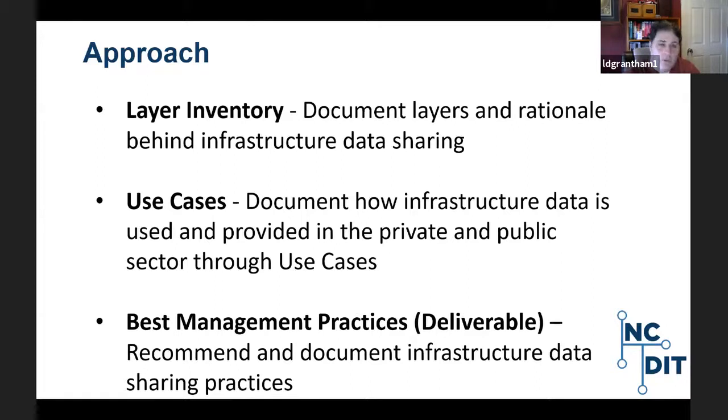And I'll get to exactly how we're terming infrastructure in just a little bit, but a basic layer inventory or catalog. What data layers are out there, what may be out there, what is curated, what is not, those kinds of things, to just get some feeling.